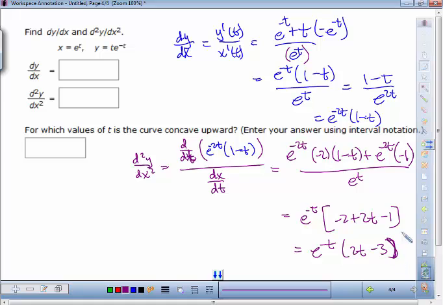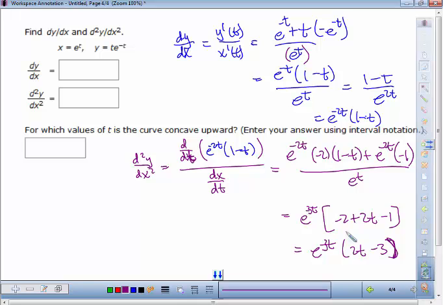Shouldn't, when you cancel the e to the t, the negative t stay? Should it? Probably. What do you think? So this is a positive down here. When you bring it up, it'll become a negative. Thank you. I think that'll work. All right, so that's our second derivative.